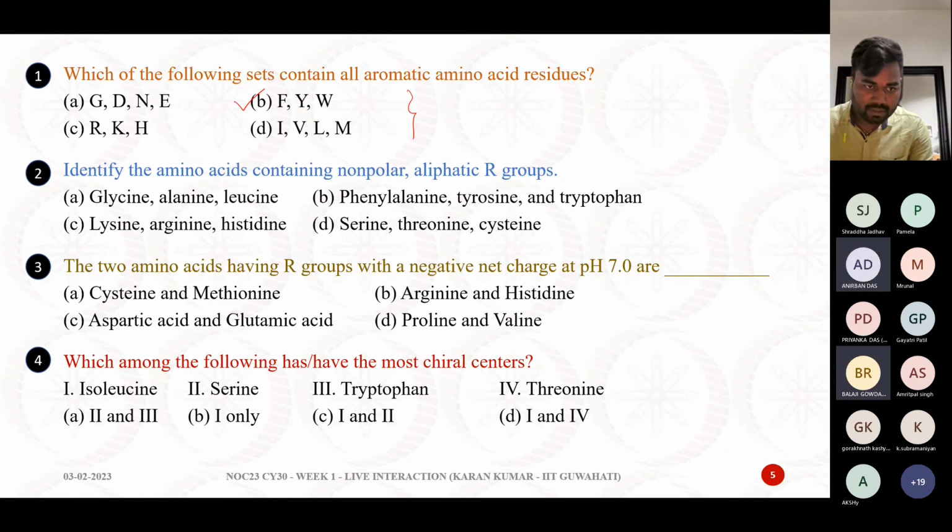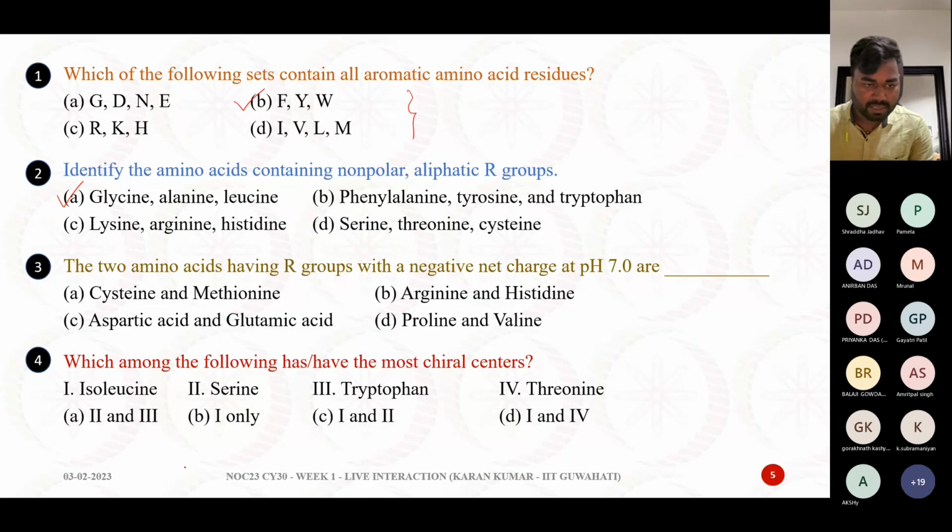Yes, sir. Option A. Then any other option? Okay, your answer is correct. Glycine, alanine, and leucine. Glycine is the simplest amino acid, which has no chiral carbon. Other properties I will be discussing in the subsequent slides.